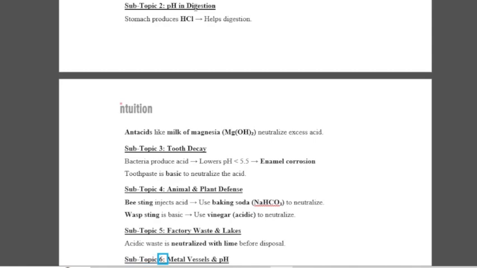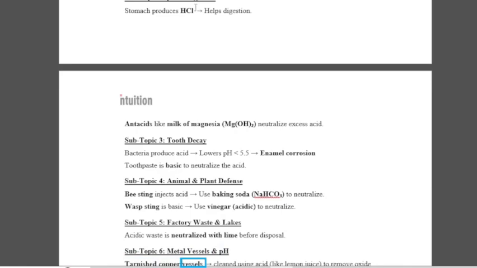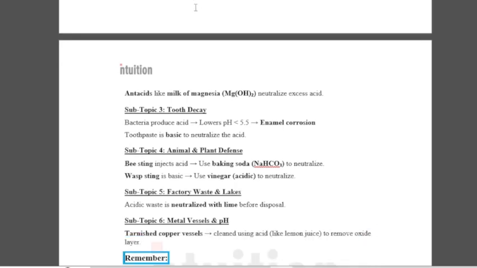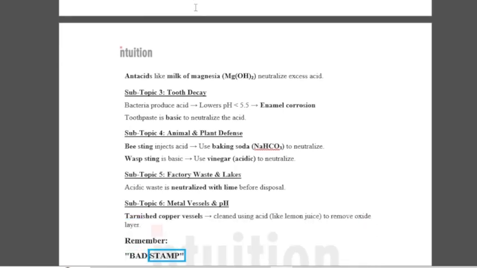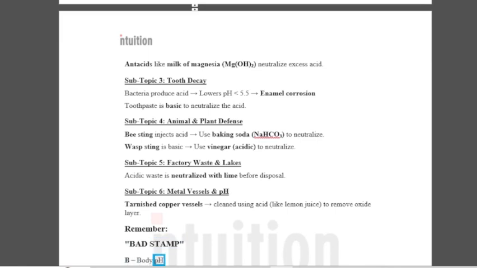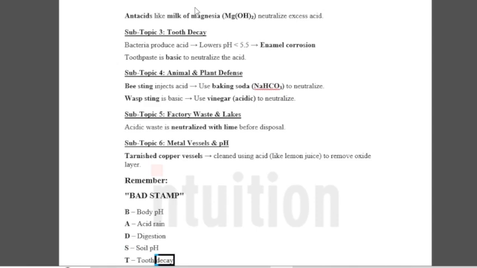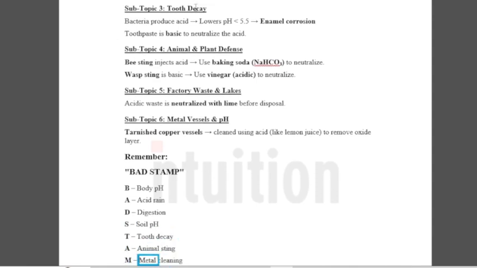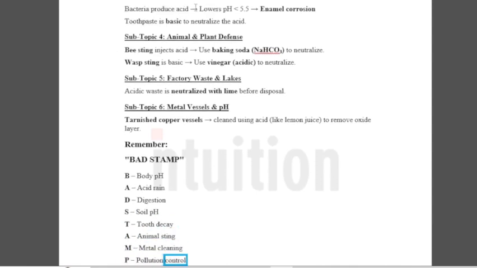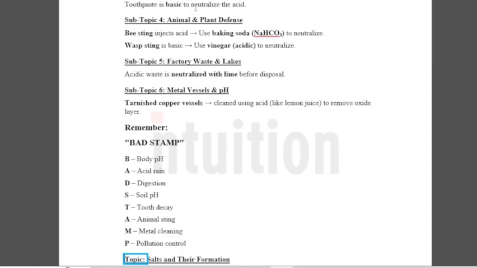Subtopic 6: metal vessels and pH. Tarnished copper vessels are cleaned using an acid, like lemon juice, to remove the oxide layer. Remember: BADSTAMP. B, body pH. A, acid rain. D, digestion. S, soil pH. T, tooth decay. A, animal sting. M, metal cleaning. P, pollution control.